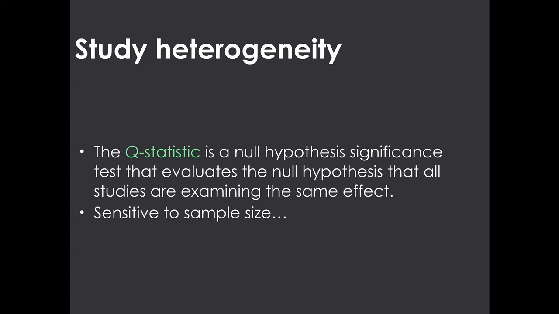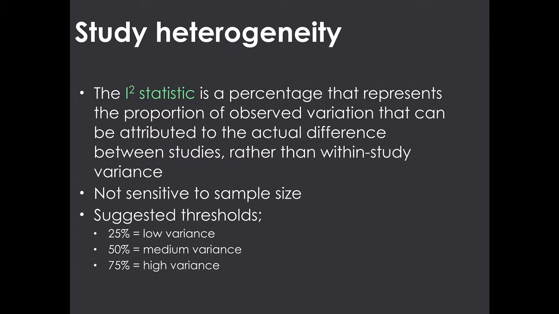Now, the Q statistic is one measure of study heterogeneity, which is a null hypothesis significance test that evaluates the null hypothesis that all studies are examining the same effect. Now, this particular measure is quite sensitive to sample size. However, there's an alternative. The I-squared statistic is a percentage that represents the proportion of observed variation that can be attributed to the actual difference between studies, rather than within study variance. Now, this isn't sensitive to sample size, and there's a few suggested thresholds of 25%, 50%, and 75%.